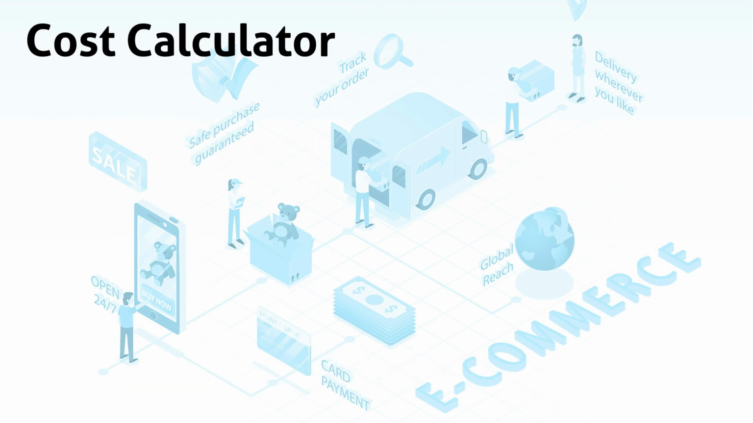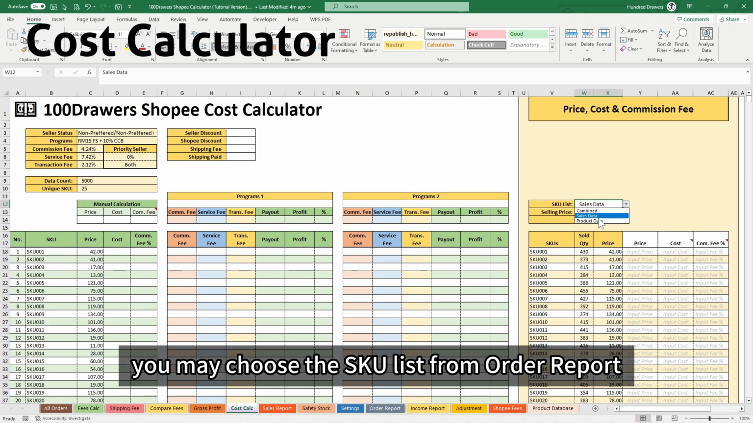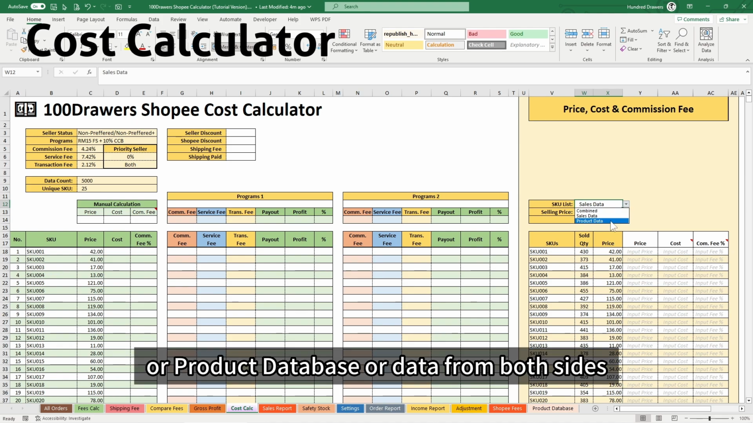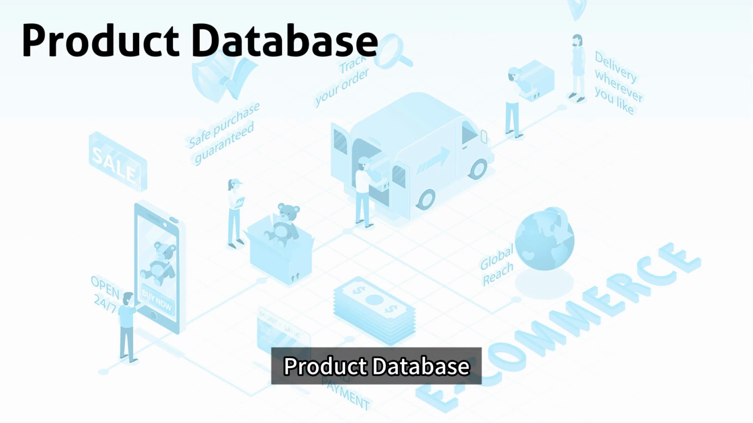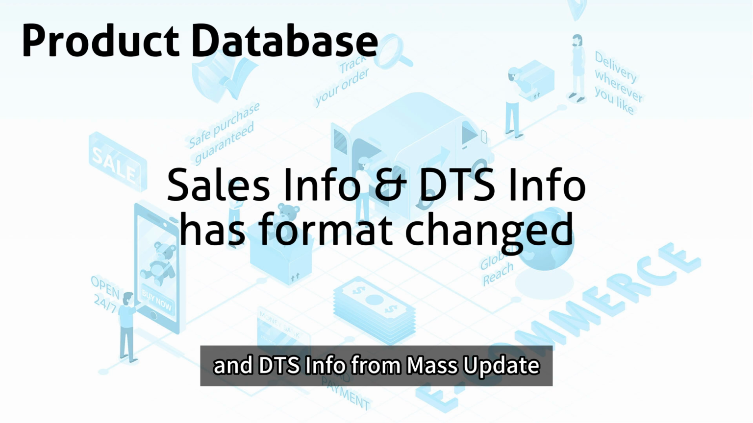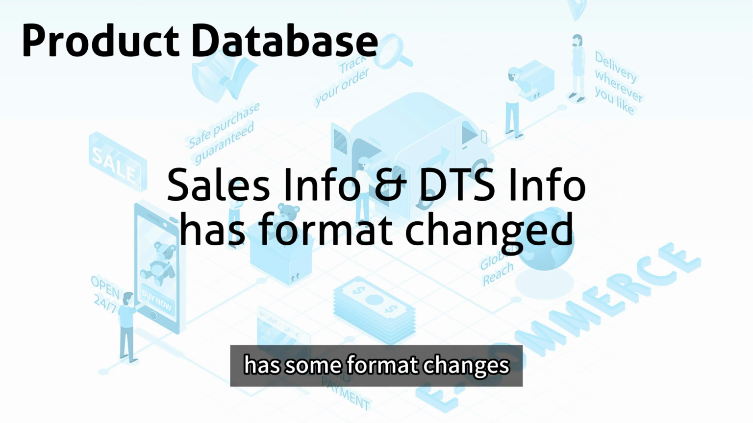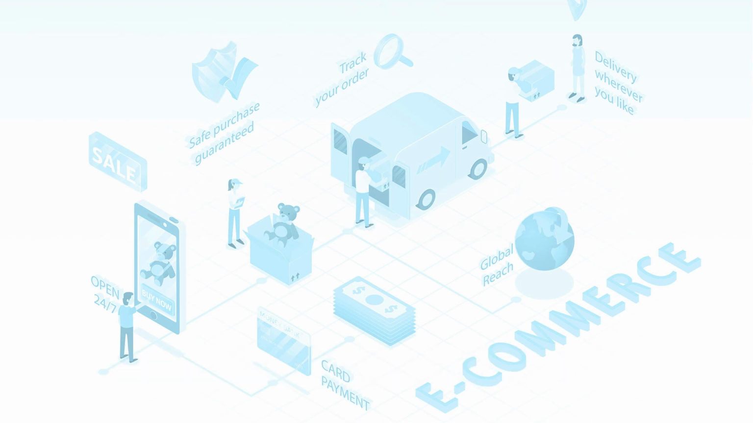Cost calculator. In the advanced version, if you have also imported the product database, you may choose the SKU list from order report or product database or data from both sides. Product database. The template of sales info and DTS info from mass update in the Seller Center has some format changes. The template is now updated to take in these templates.